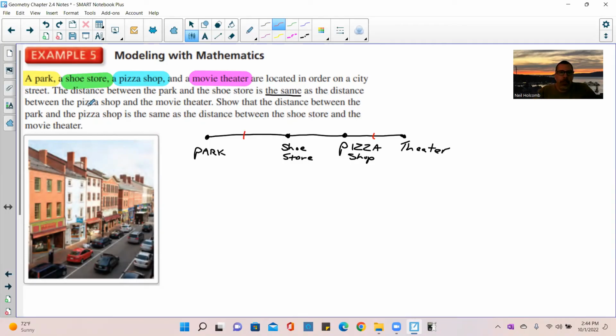Show that the distance between the park and the pizza shop, which is this distance, actually, let me do it with a highlighter. So I'll use blue. Show that the distance between the park and the pizza shop is the same as the distance between the shoe store and the movie theater. So I want to show that these two distances are the same. So here we go.